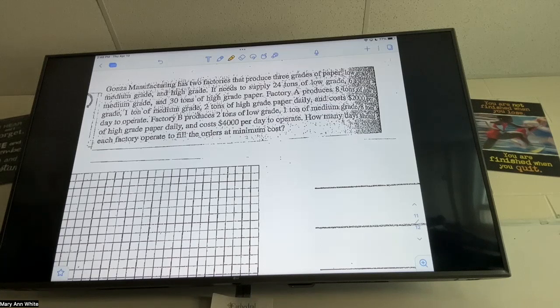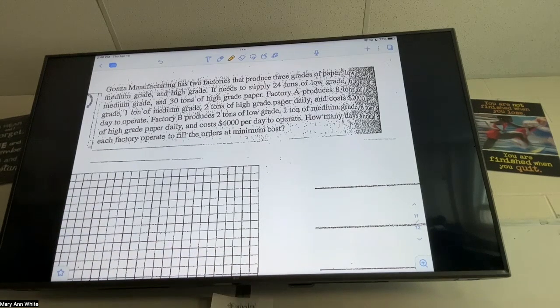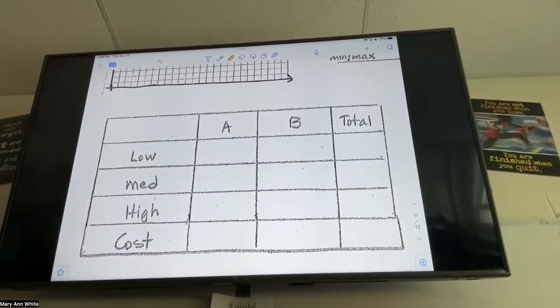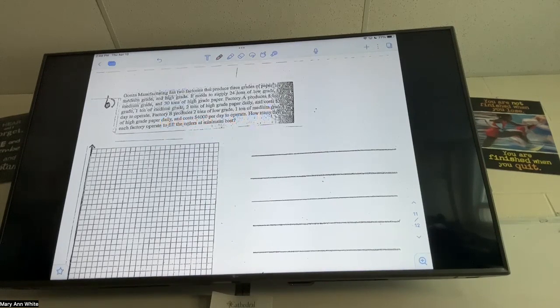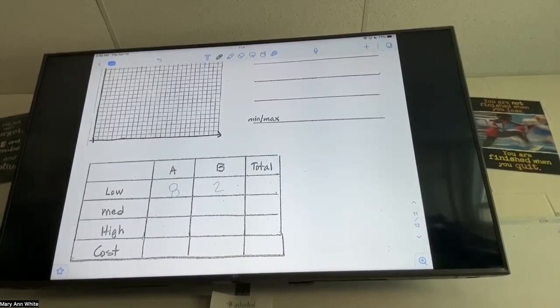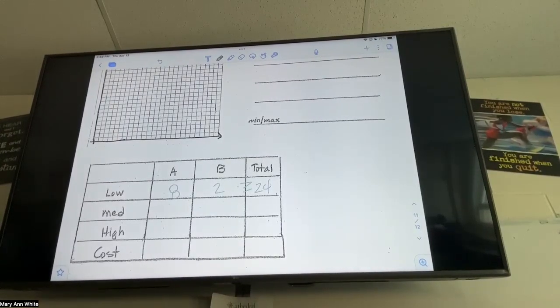All right, so as we read this, let's see if we can fill in the table at the bottom with this stuff. Okay, so it has low, medium, high, and then it has factories A and B, and then it has total. So low grade, it looks like in factory A, it's 8 tons of low grade. And in factory B, it's 2 tons of low grade. And we need a total of 24 tons of low grade. So I'm going to do 8, 2, and 24. This is another one that's an at least, so I'm going to do a greater than or equal to.